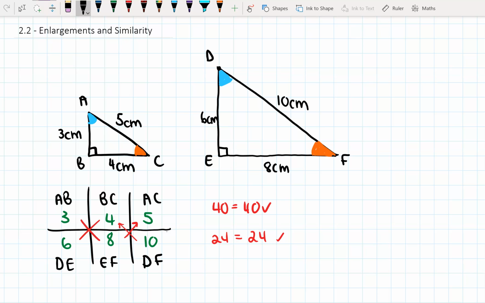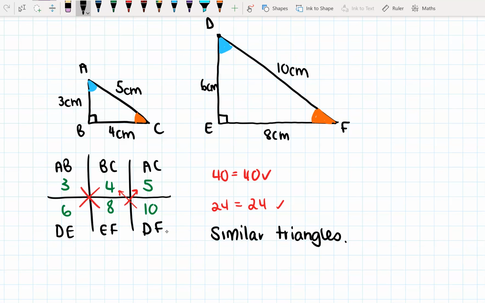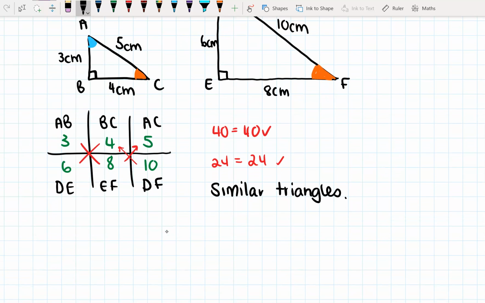Now this is what we call similar triangles. So these triangles are similar triangles. We can use this property in order to find missing sides and missing lengths. So for example, if we didn't know what DE was, we could use this ratio table in order to do that. Now, there are some important things about this. Before you use a ratio table, you must always prove that the triangles are similar.